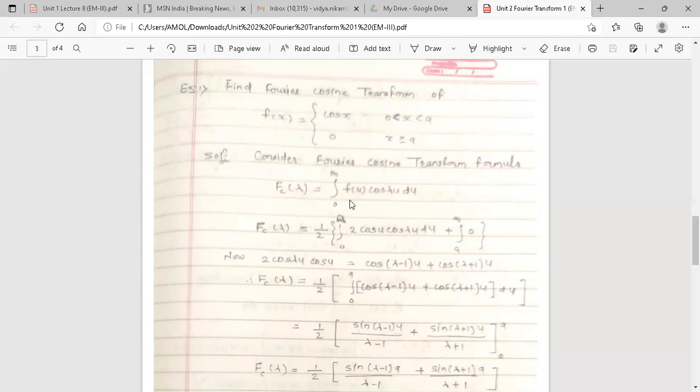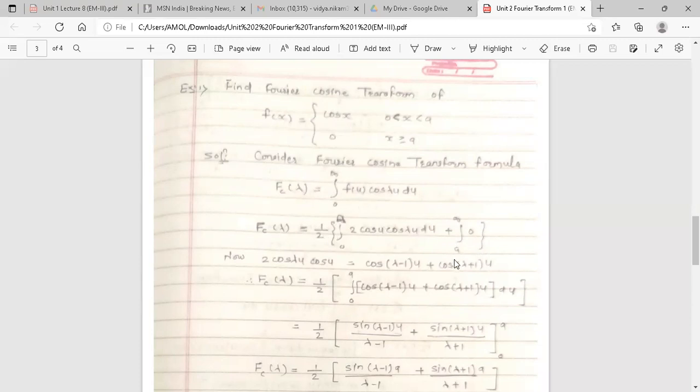So you split the integration over 0 to infinity because a is the point of discontinuity: 0 to a and a to infinity. So F c of lambda is equal to the integral of f of u, and f of u here is cos u. In cos x, you replace that x by u, so you get cos u. So your function f of u is cos u when the limits are from 0 to a, cos u into cos lambda u. Now multiply and divide the term by 2, so that you get your original function.